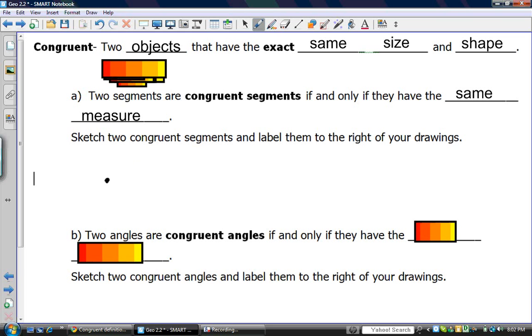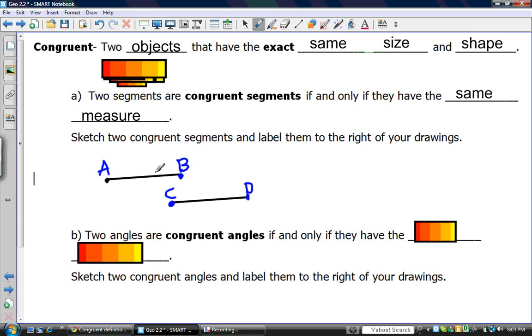So let's draw, how about I actually use this feature. I'll call this A, B. And just to make sure they're exactly the same, I'm going to cut and paste. If you can't cut and paste, just draw them at about the same size. This would be C and D.